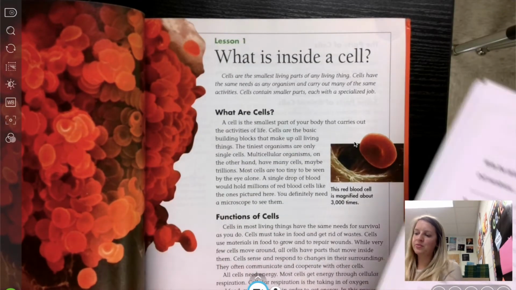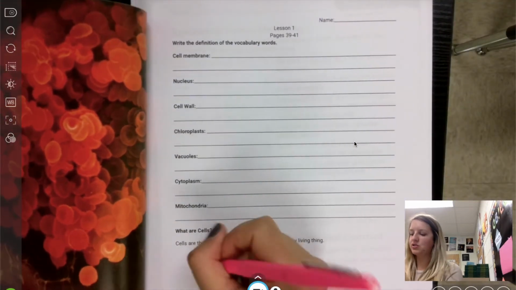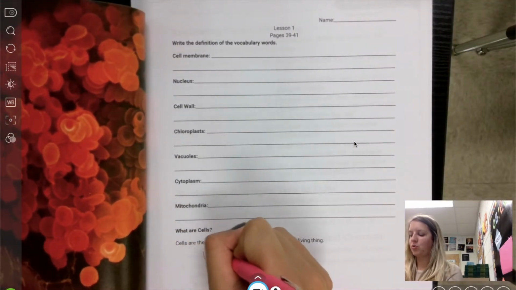I also know that they're very important, so they're building blocks. So I might just write that below so I remember it. They're important.